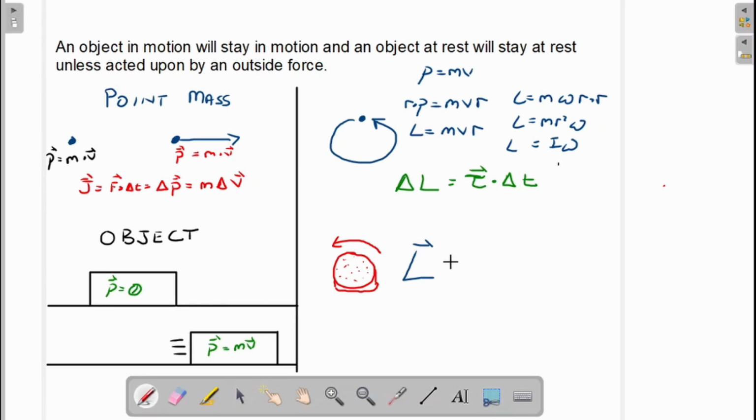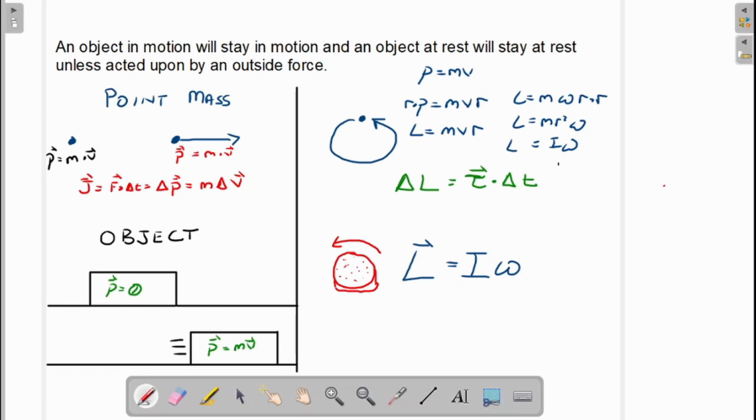My angular momentum is I times omega. And that's it. That's angular momentum. All we need to know is the moment of inertia for whatever object we're talking about, and the angular velocity, and we can talk about momentum all over again. There is a small issue.